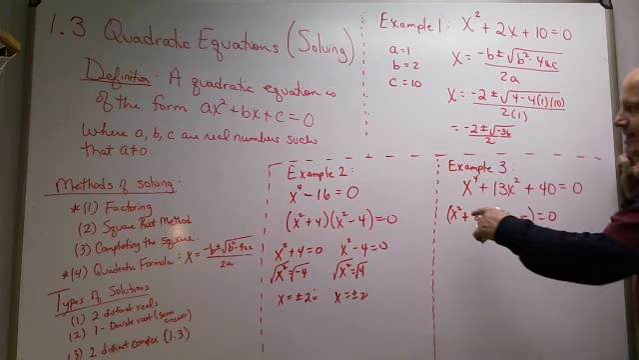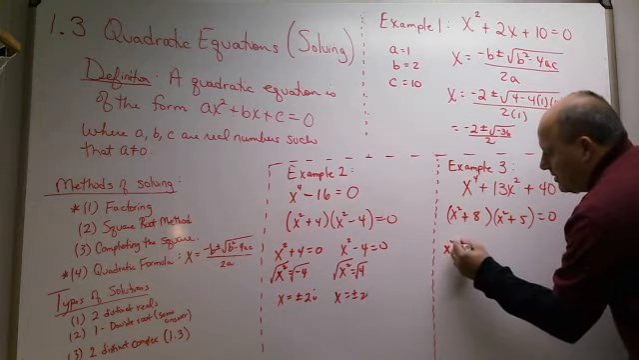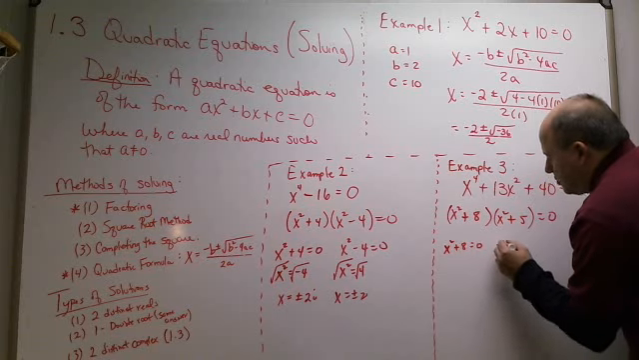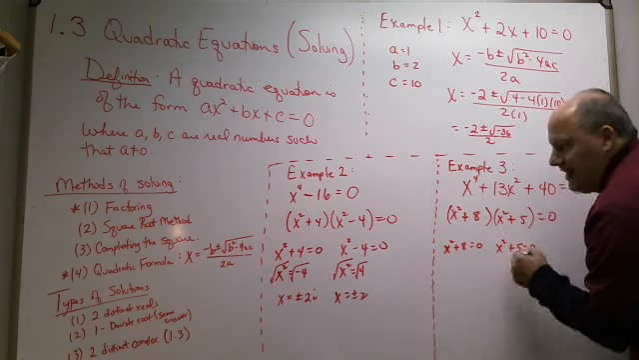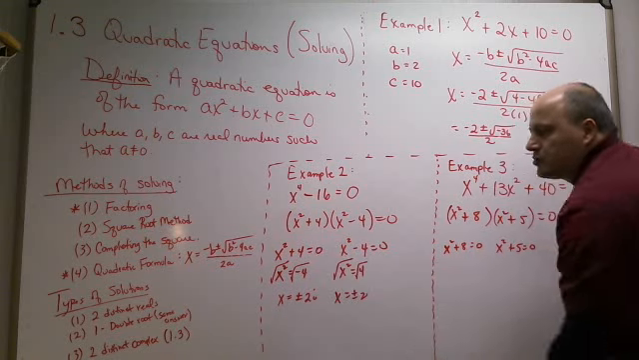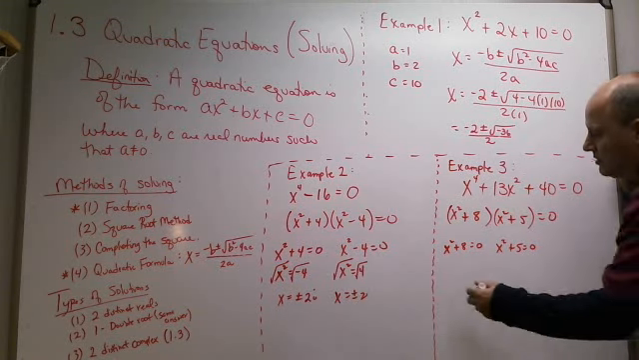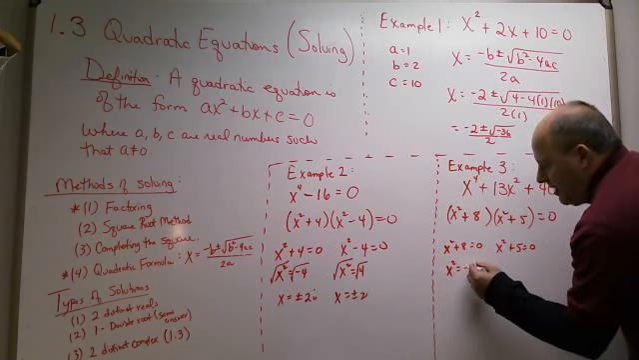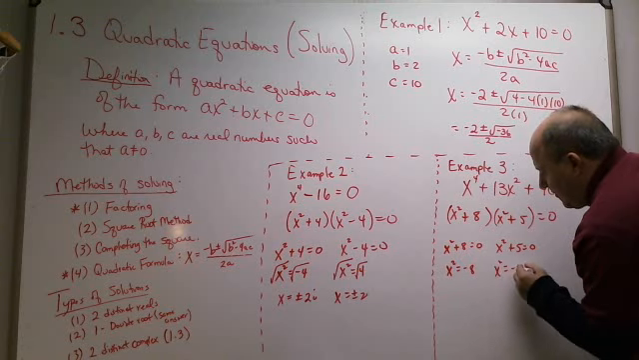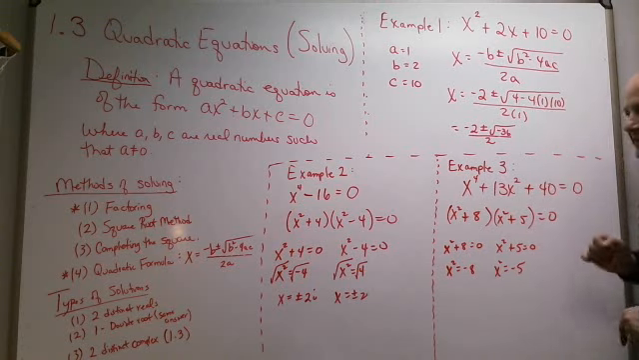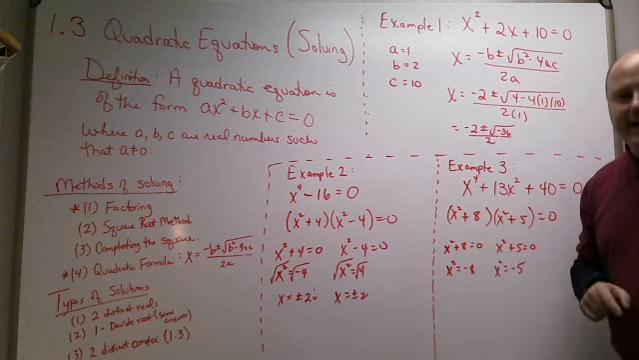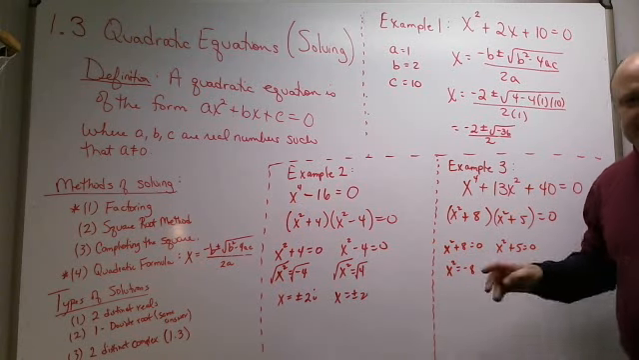Then we do the same thing we did back in example 2. x squared plus 8 equals 0, and x squared plus 5 equals 0, and we're going to use the square root method again. So x squared equals -8, and x squared equals -5. Then I'll let you finish it up, but you take it just like you did back in example 2. So that's the quick overview.